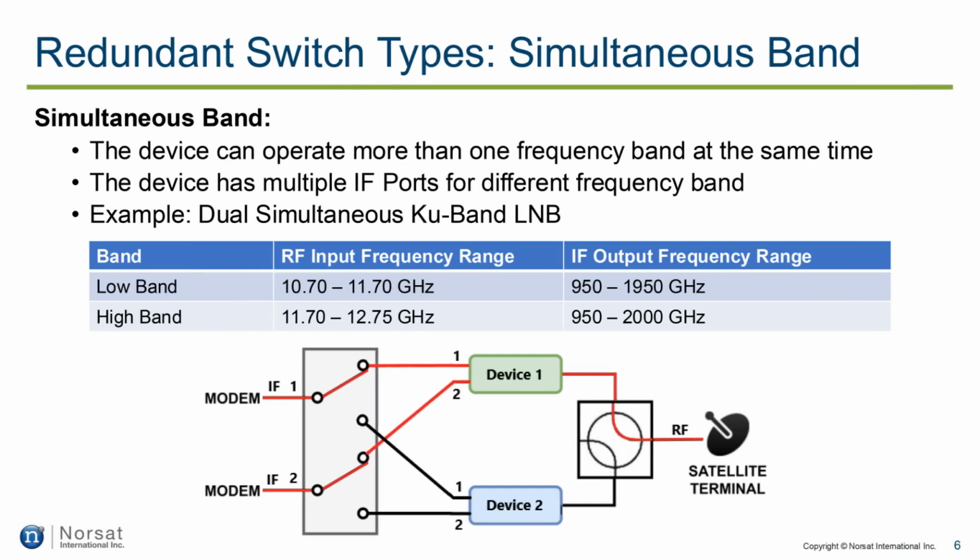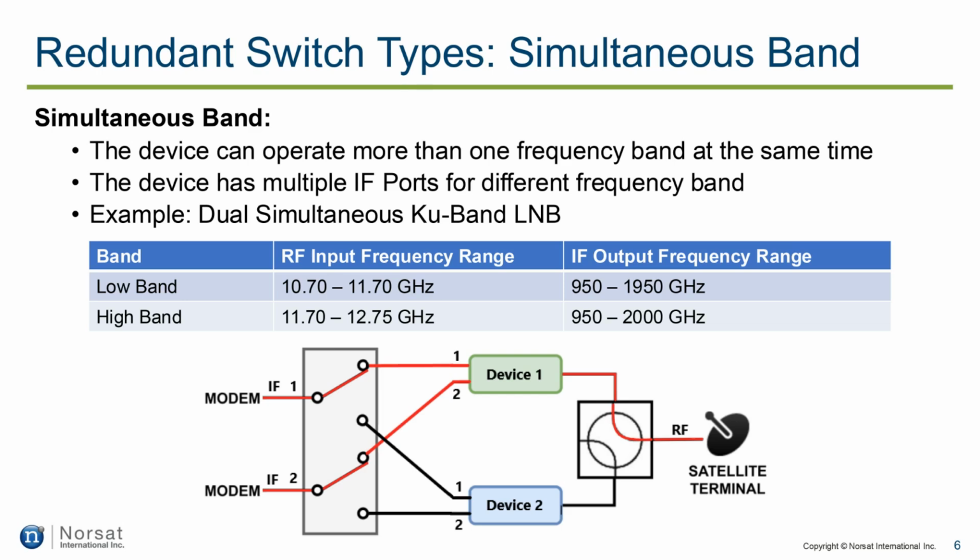In this configuration, the system is capable of receiving or transmitting signals across multiple frequency bands at the same time. This setup is particularly useful where it's necessary to operate across multiple bands concurrently to maximize data throughput. For example, for a dual simultaneous band LNB, the RF input frequency is a wideband range of 10.70 to 12.75 GHz. But the IF output frequency will be two narrower bands, typically within 1 GHz bandwidth.